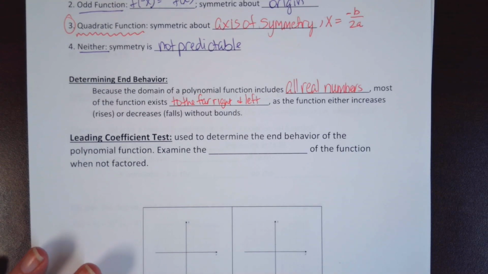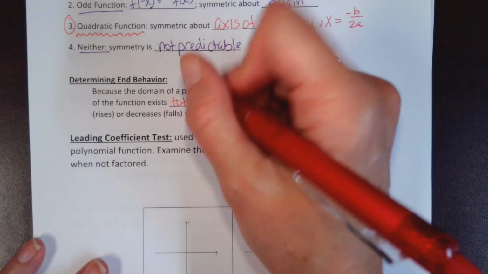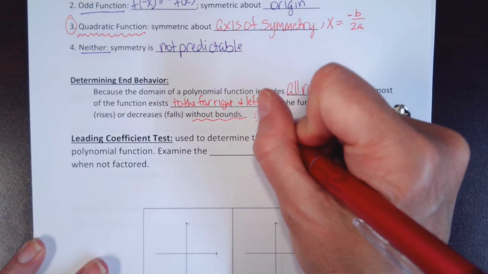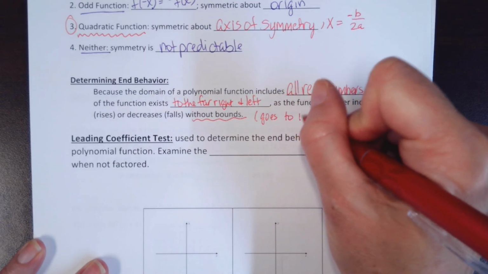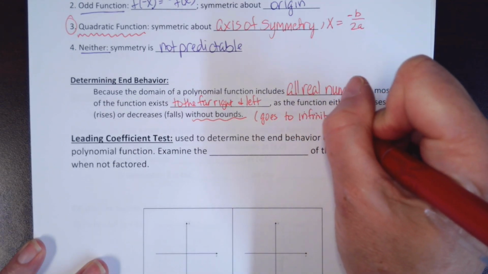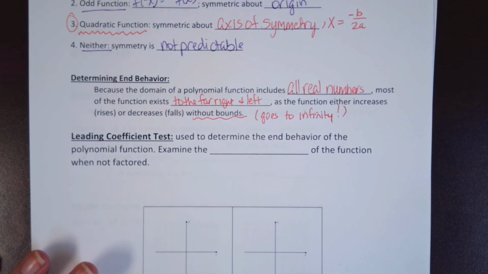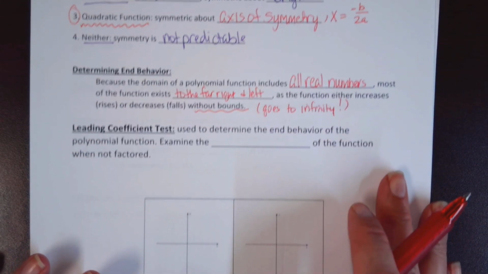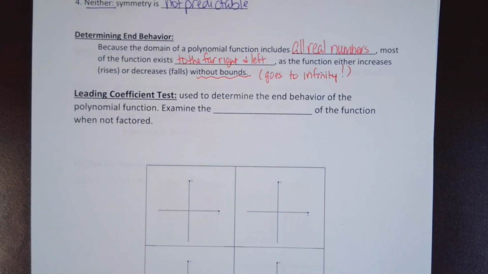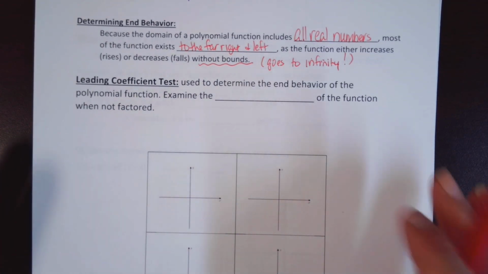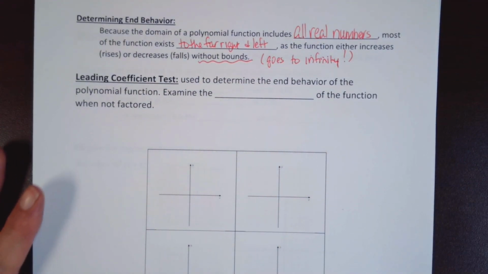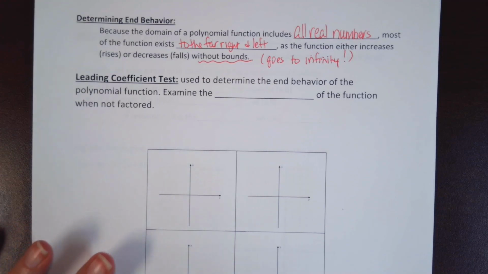As the function heads off to infinity, it either increases, which means it's rising, or it decreases, which means it's falling, without bounds. It goes to either positive or negative infinity. That's where most of the function lives. What we're interested in primarily, though, are the squiggles in the middle, our x-intercepts, but we need to know about those ends. So to know about the ends, we use our leading coefficient test.